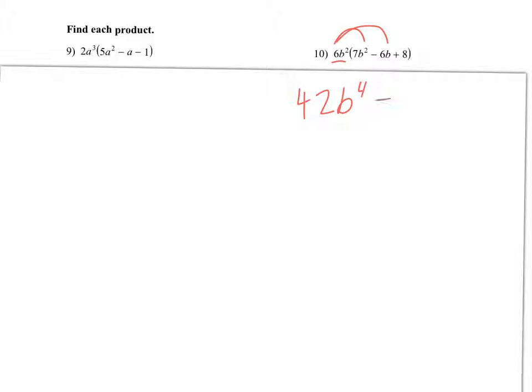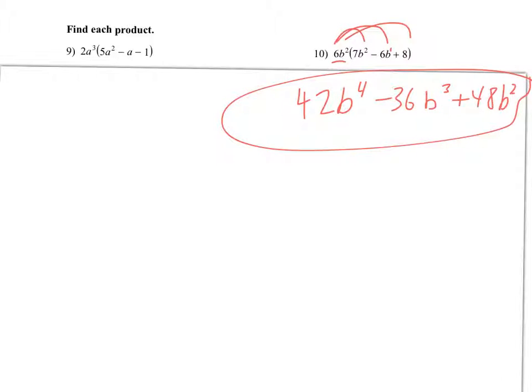Next up here, 6 times negative 6 is negative 36. I'll just remind myself that that's the first power, so that's going to become b to the third. And then this one, 6 times 8 is 48, and the b really has nothing to add to, so it's just going to stay as squared.